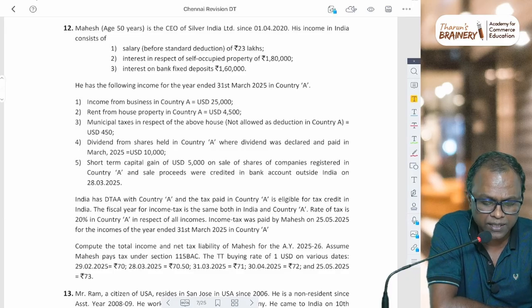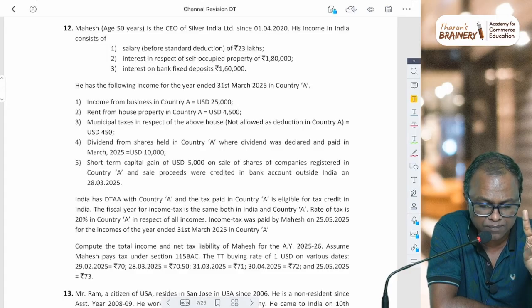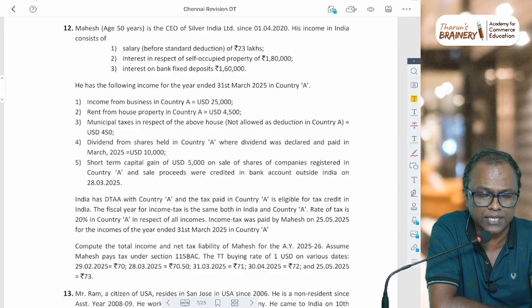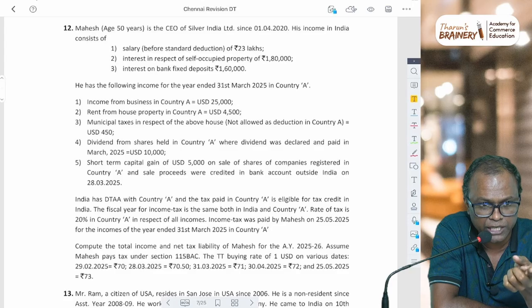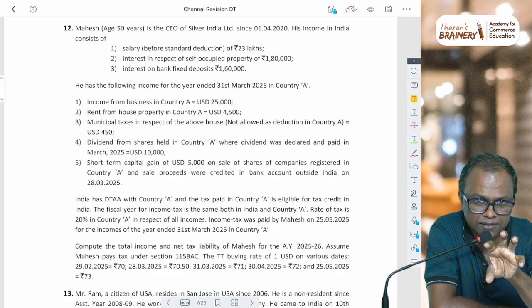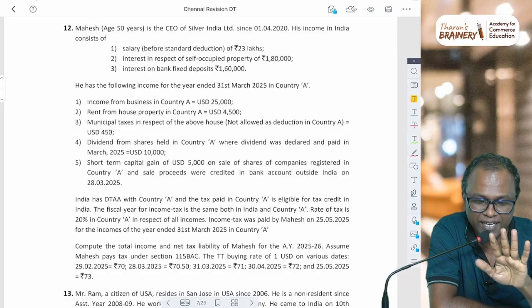They are not saying regarding any expenses possible in that country. That means for all these incomes, on a gross basis, he is paying 20% tax. Rent into 20%, dividend into 20%, short-term capital gain into 20%. That is the actual tax paid there. You will get it in dollars. That should be converted into INR. That is the tax payable in a foreign country in equivalent INR.